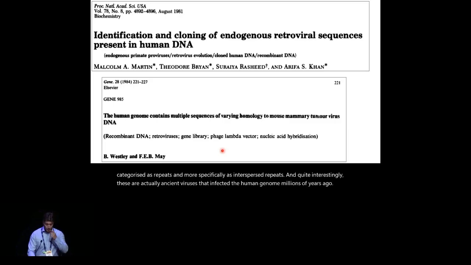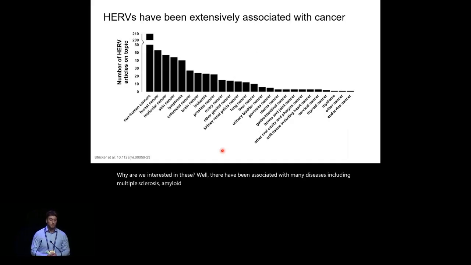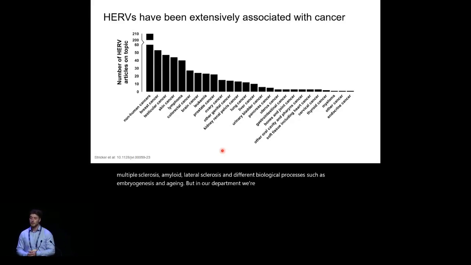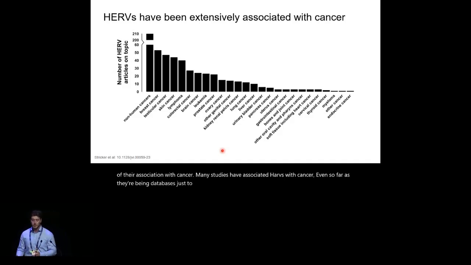But you might ask, why are we interested in these? Well, they have been associated with many diseases, including multiple sclerosis, amyotrophic lateral sclerosis, and different biological processes, such as embryogenesis and aging. But in our department, we're specifically interested in them because of their association with cancer. Many studies have associated HERVs with cancer, even so far as there being databases just for registering the association between these.